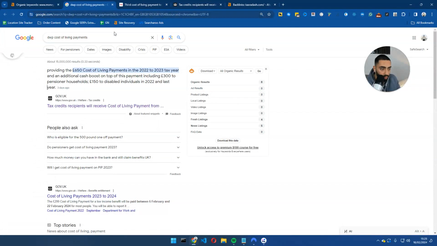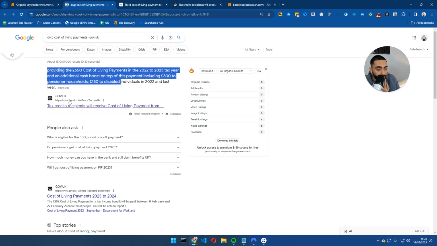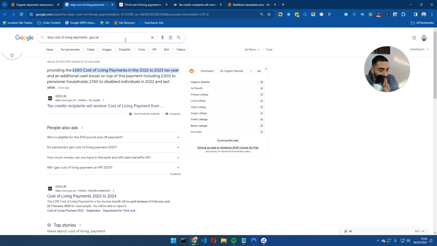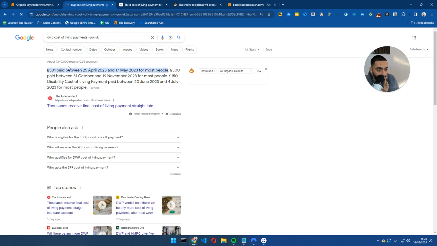Let's take a look and see if we do minus.gov.uk, so basically, because this is a featured snippet owned by the government UK website, we're going to do minus.gov.uk and see who's second in line.